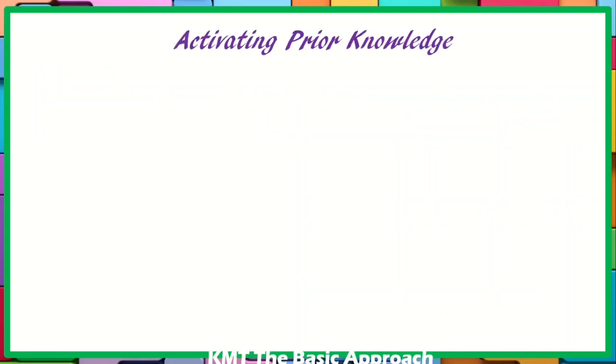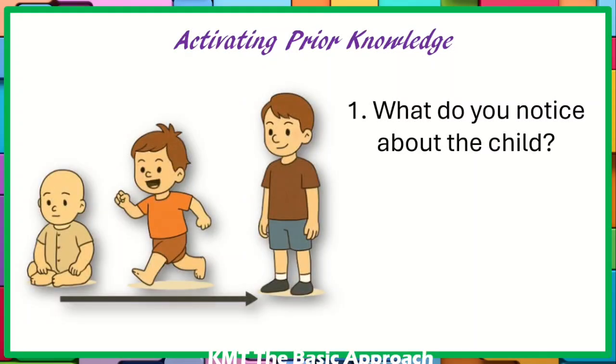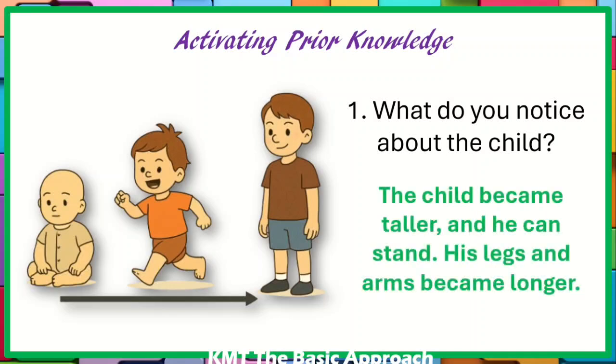Activating prior knowledge. Number 1. What do you notice about the child? Amazing! The child became taller and he can stand. His legs and arms became longer.